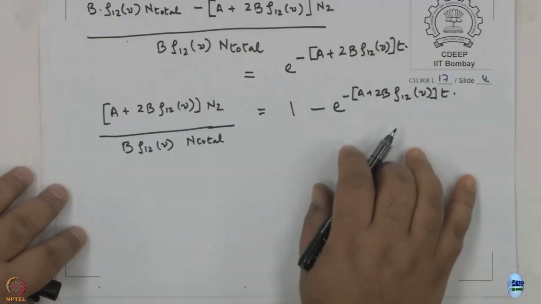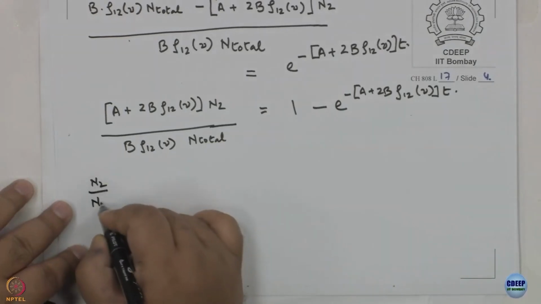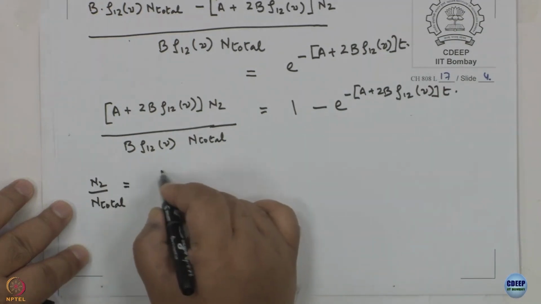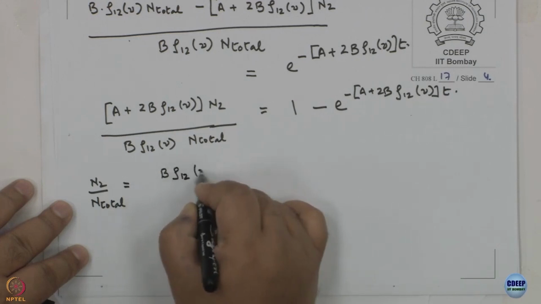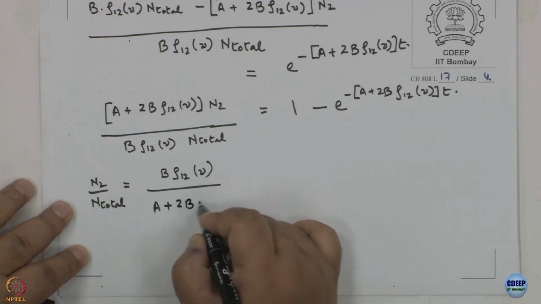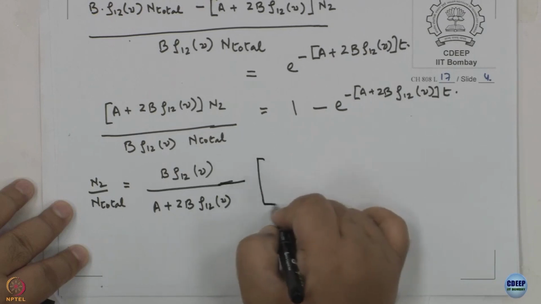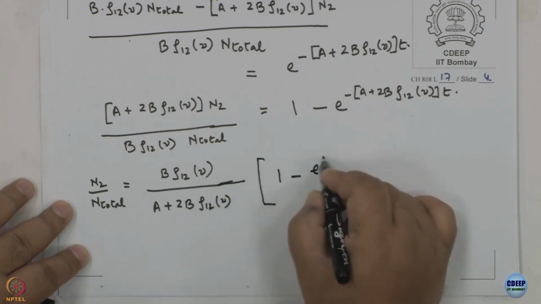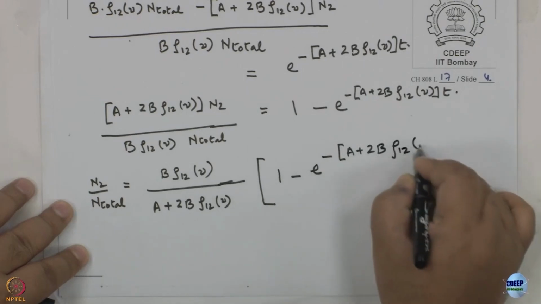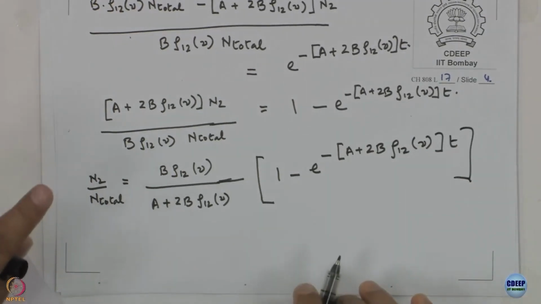Okay. Now, climax is there, n2 by n total is equal to b rho 1 2 nu divided by a plus 2b rho 1 2 nu multiplied by 1 minus e to the power minus a plus 2b rho 1 2 of nu t. Okay. This is the expression for n2 by n total.